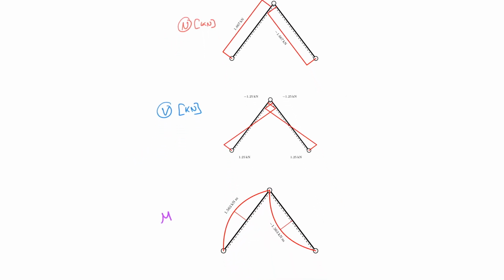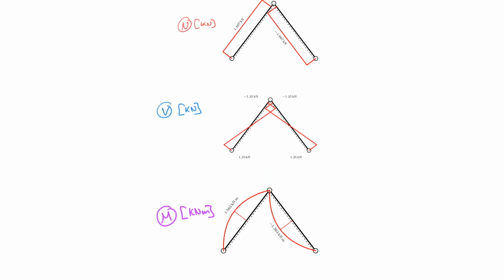And notice that the system actually in this case was symmetric, and the load case was anti-symmetric. And what that means is that your shear force diagram actually happens to be symmetric in this case. So this is a symmetric shear diagram, and your moment diagram is actually anti-symmetric in this case.